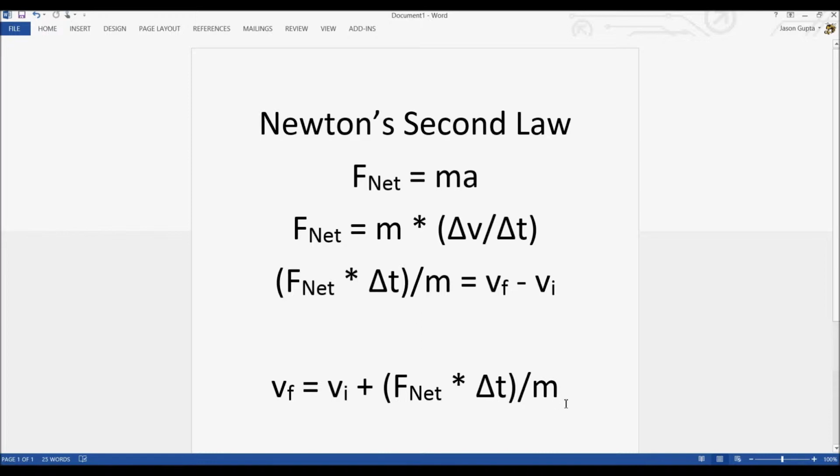In this model, we're going to be observing an object that has zero acceleration. This means that the net force is also going to be equal to zero. If we use our rearranged equation, we can see that this part of the equation will equal 0, and thus our final velocity will be equal to our initial velocity. This means that if our observations are free of error, then our can should move at a constant velocity.